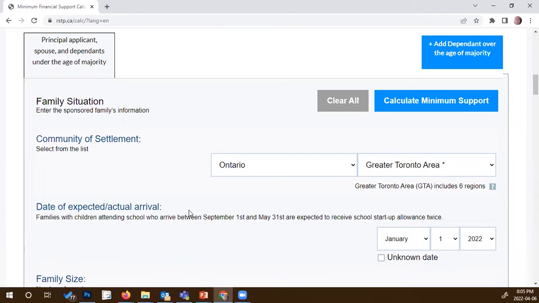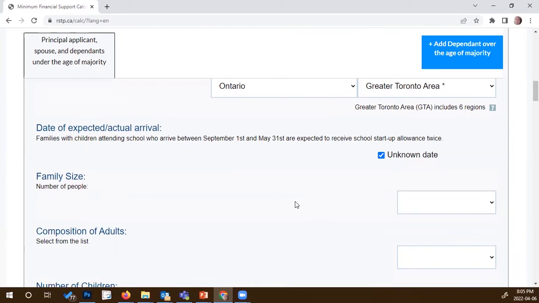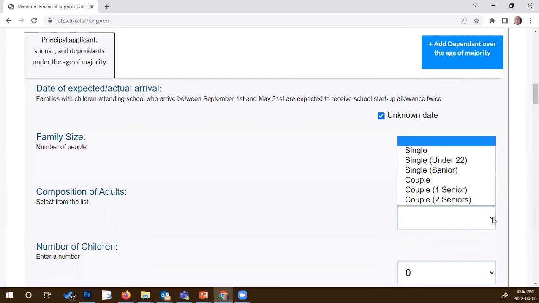So for this single adult, they're going to be located in the Greater Toronto area in Ontario. And I'm going to select unknown date. This is going to be an application submission calculation that I'm going to do. So the family size is 1. I also have to indicate the composition. So I want to select from the list, who are we talking about? This is a single individual, but are they under 22 or not? If this parent was a senior citizen, we would select single senior citizen, but they're not. They aren't the age of 65, so we're going to select single.